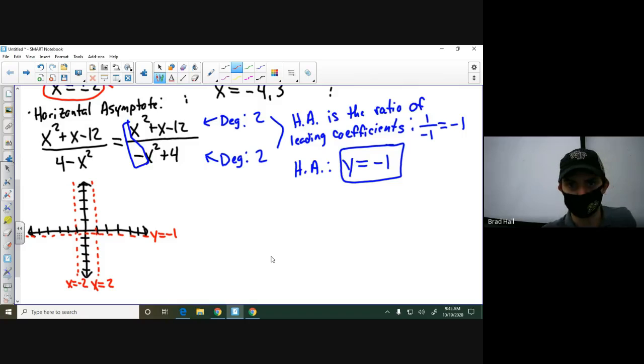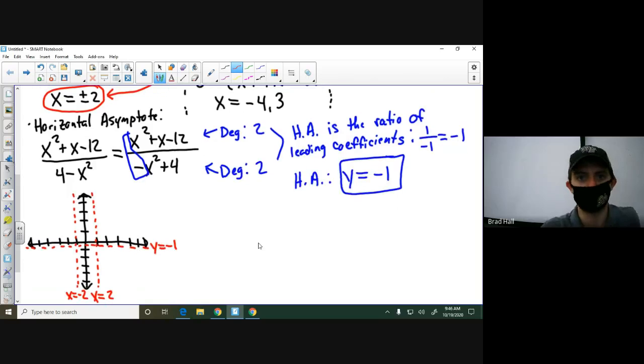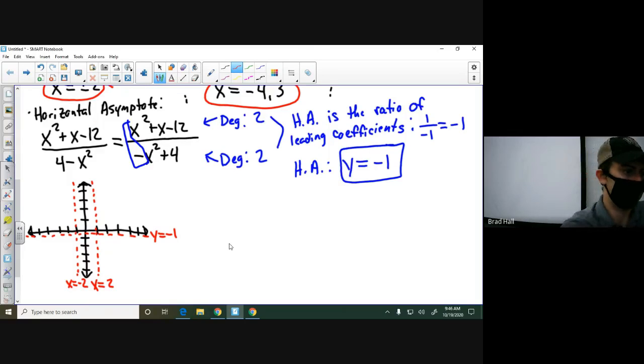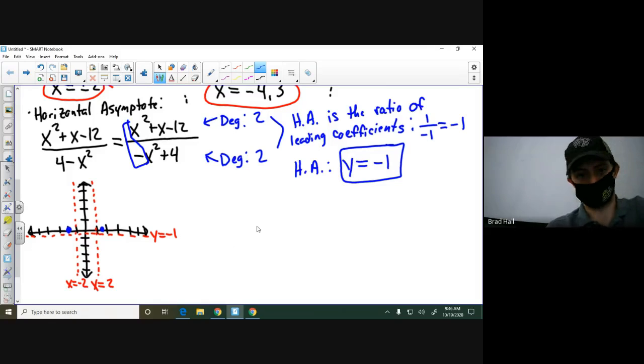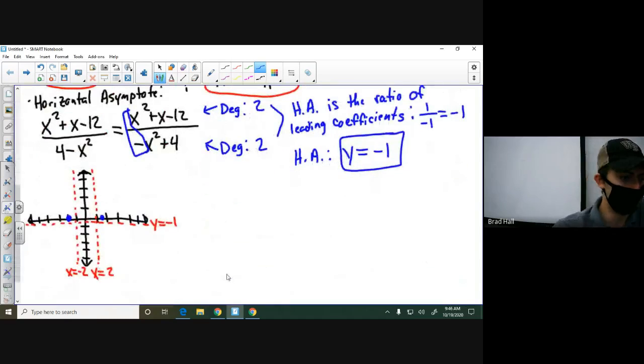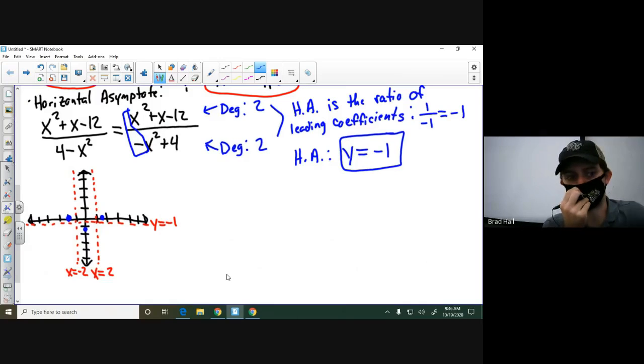And from here, we can additionally go ahead and plot any intercepts that we have found. So we found two x-intercepts, negative 4 and positive 3. So negative 4 would be over here, and positive 3 would be right here. We do also have a y-intercept of negative 3, which can be plotted right here. Since it's a y-intercept, it has to be on the y-axis.